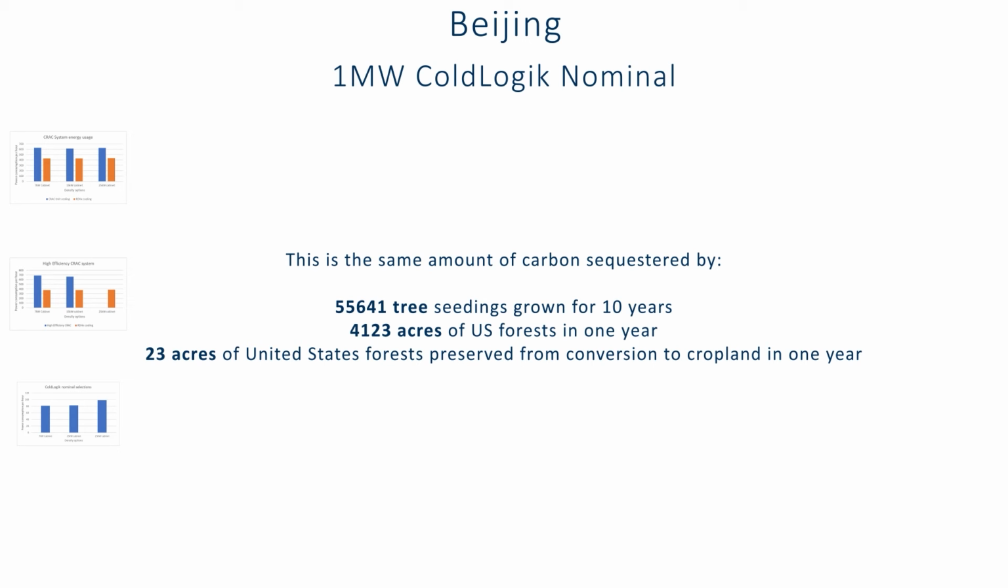55,641 tree seedlings grown for 10 years, 4,123 acres of U.S. forests in 1 year, 23 acres of United States forests preserved from conversion to cropland in 1 year.